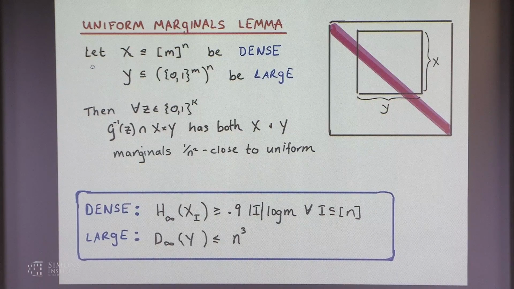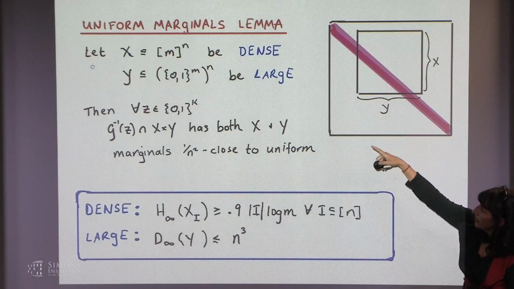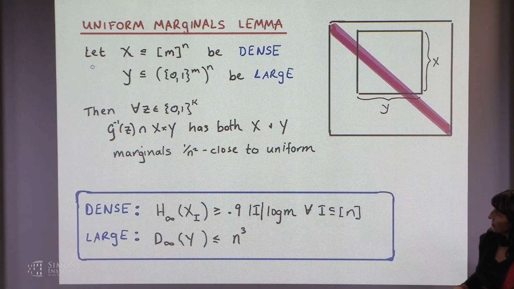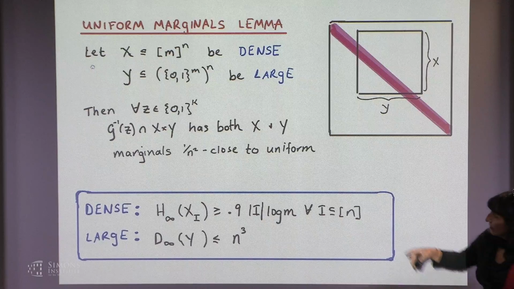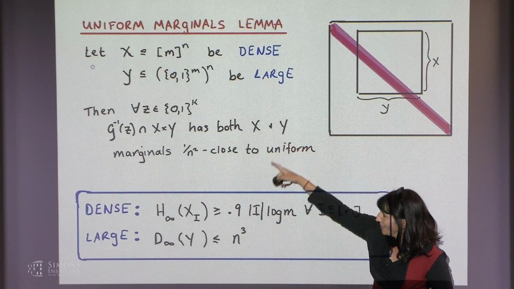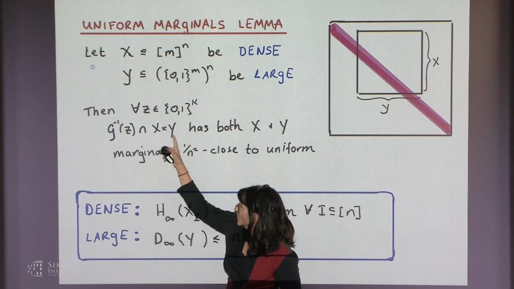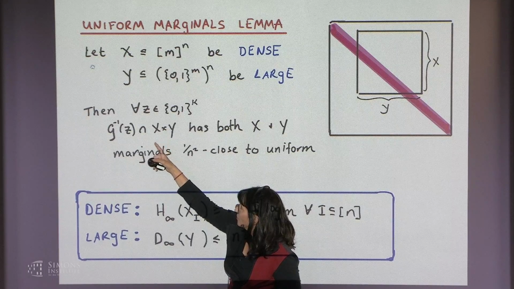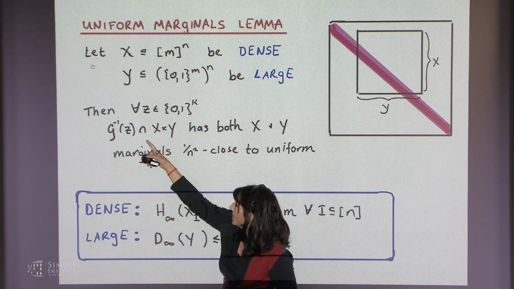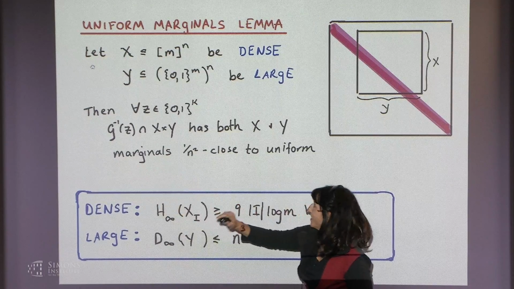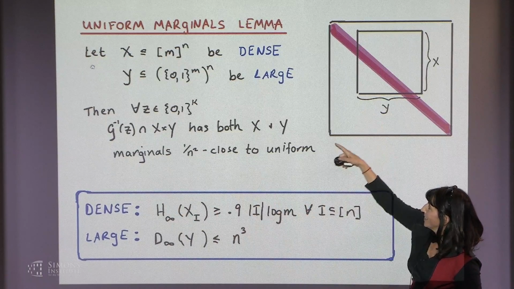So the main lemma that's going to let everything go through, in addition to the fact that y is so huge, is this uniform marginals lemma. It says that as long as our invariant is true, so we're currently in a rectangle xy, and as long as x is dense and y is large, then we get what we want. For every z value, if you look at the distribution in the z slice that intersects xy, the marginal on x is going to be close to uniform on x, and likewise for y.